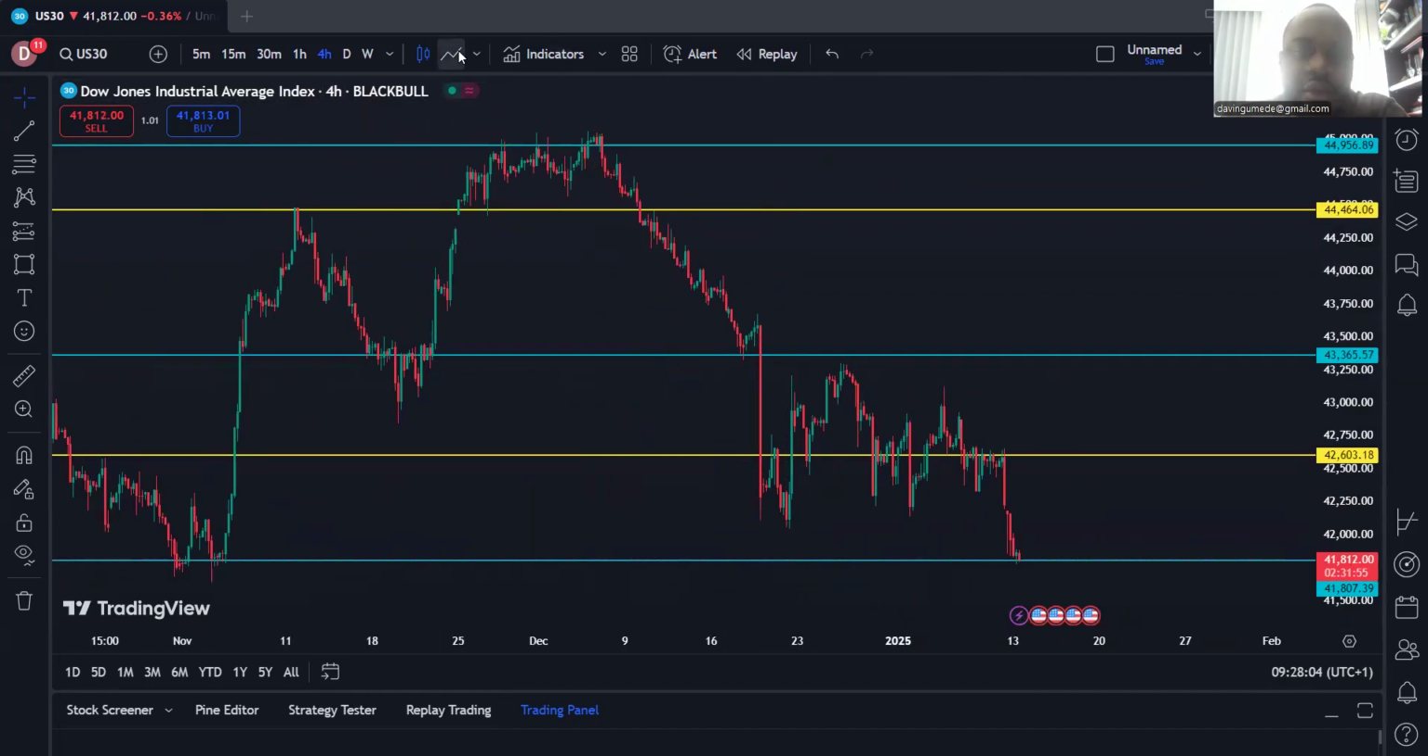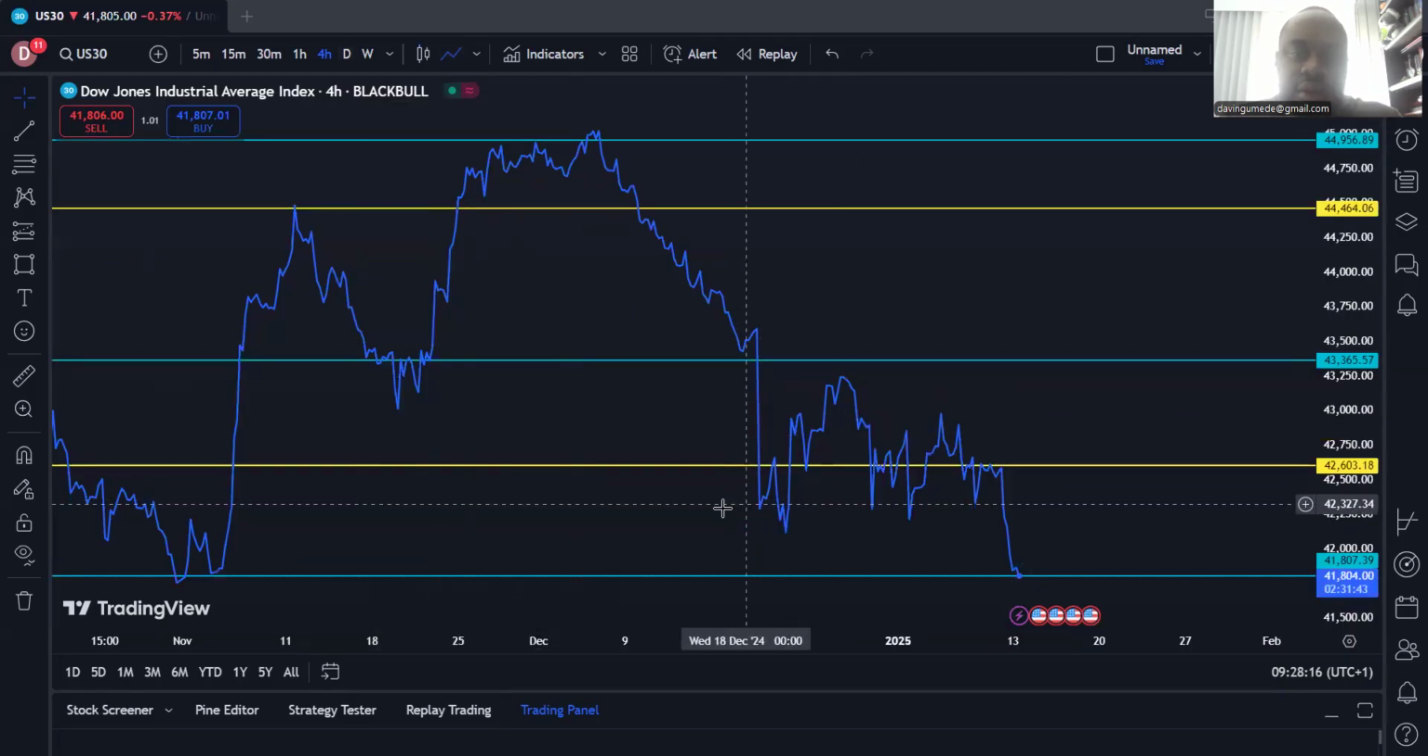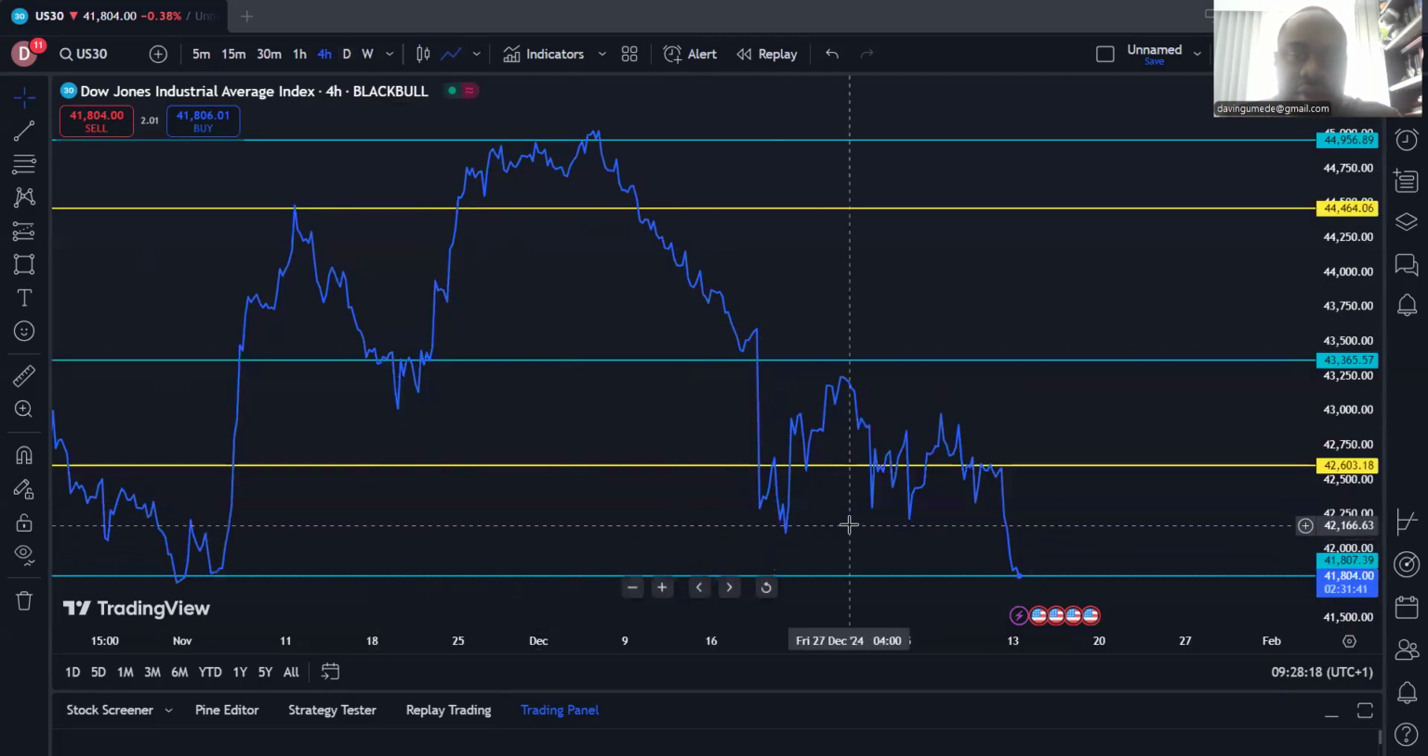For those of you that are watching this YouTube and are probably confused with these zones, just go back to some of the videos that I've posted on the channel, and you'll get a real good clarification on how I map out my zones.